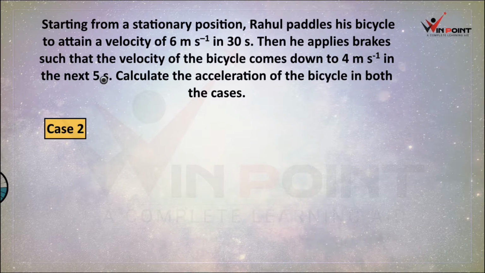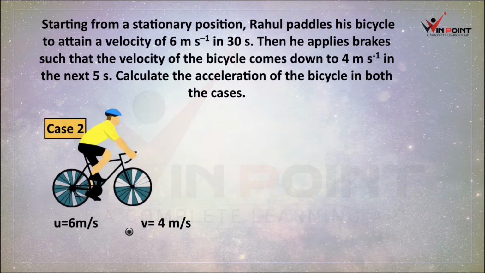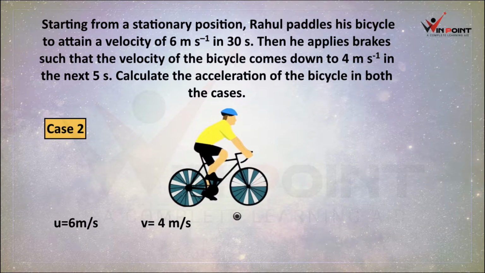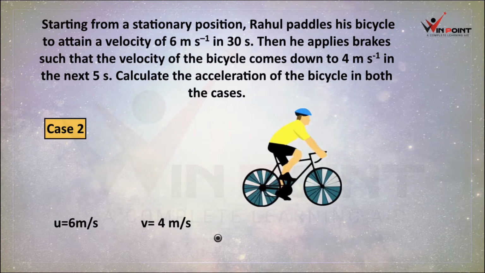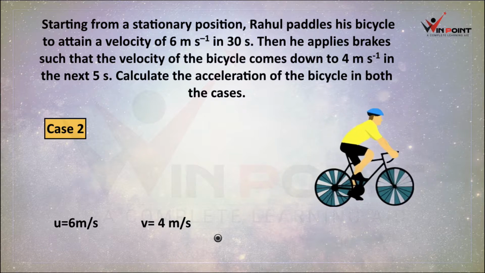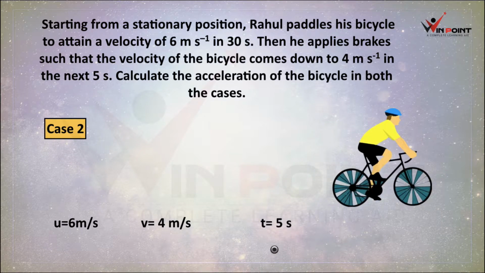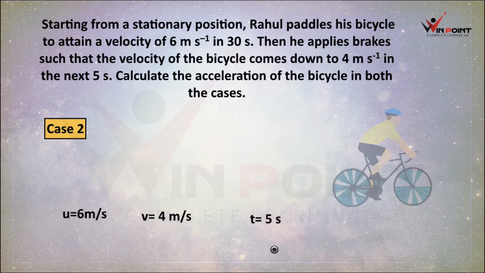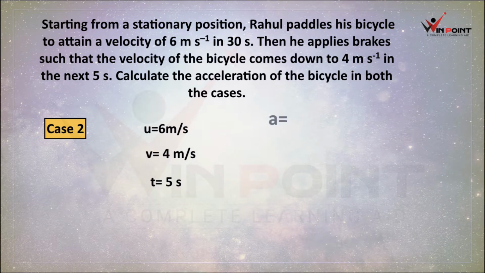Time is in the next 5 seconds. Time is 5 seconds. u is 6 meter per second. He is coming with that velocity, and when he applies brake, the velocity changes to 4 meter per second and the time duration is 5 seconds. How can we find acceleration? Acceleration a is equal to v minus u upon t.